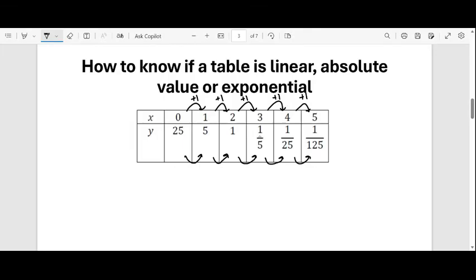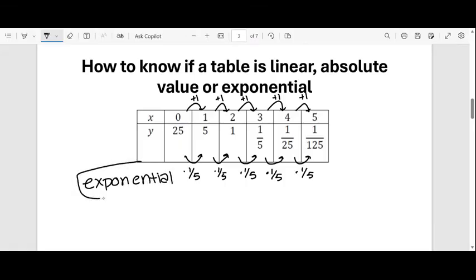Let's see if that checks out. 1/5 times 25 would be 5, because multiplying by 1/5 is the same thing as dividing by 5. So I agree with that. Multiplying by 1/5, yep. All of these are multiplying by 1/5. So when we are multiplying in our table consistently, it's going to be an exponential function.